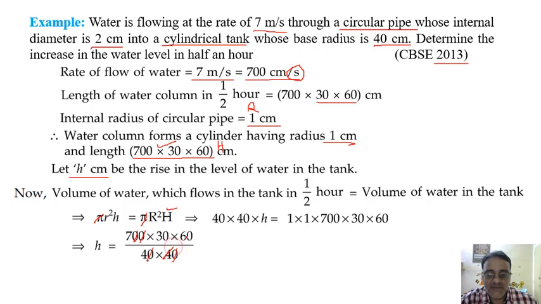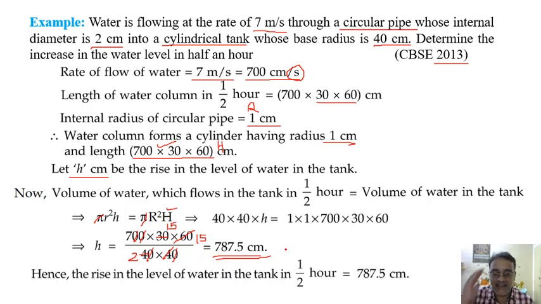We can cancel 60 by 4, 15. And one more 2 we can cancel from these two. So 7 into 15 into 15 by 2 will get 787.5 centimeter. Hence the rise in the level of water in the tank in half an hour is 787.5 centimeter. Any doubt here?